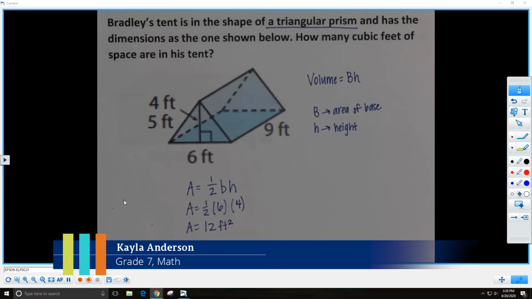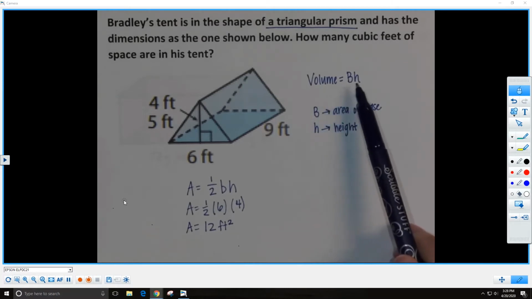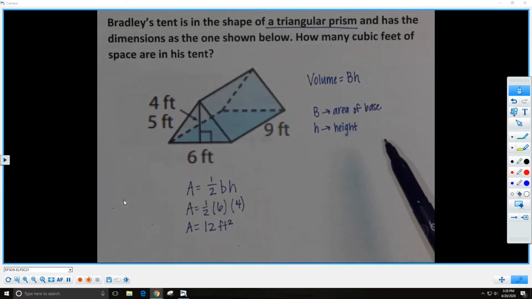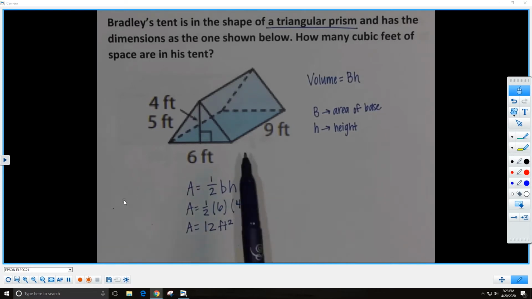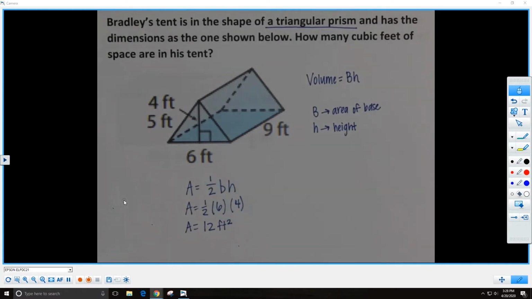Remember that the formula for volume of a prism is volume equals B times H, where capital B is the area of the base and H is the height of the prism. So we just calculated that the area of the base was 12 square feet. So what do you think the height of this prism right here is going to be? Yep, it is the 9 feet. So maybe you can picture the tent standing on the triangle section and seeing that 9 feet is how tall it would be. So why don't you go ahead and finish solving for the volume.